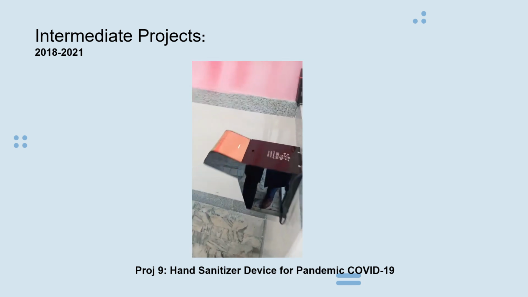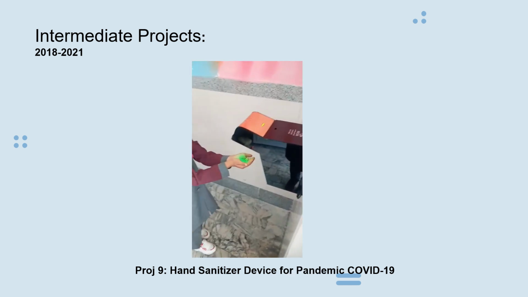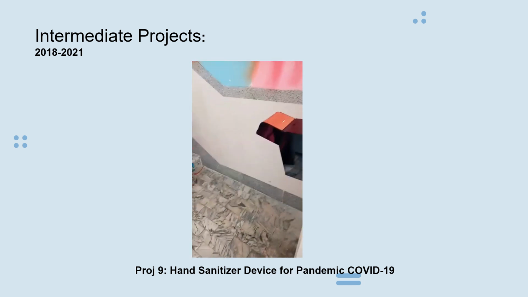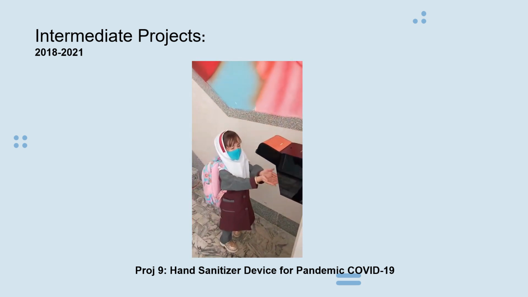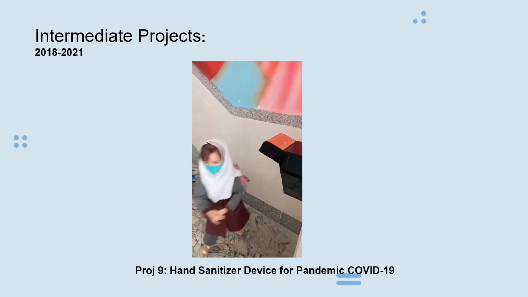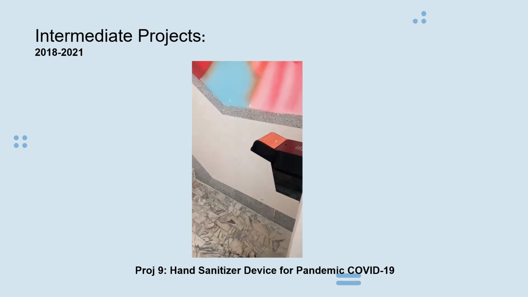Okay, this project is a hand sanitizer device for the COVID-19 pandemic. I designed and produced it. So when you put your hands on the device with the ultrasonic sensor, we will learn what it is and how it is working. The device detects the object, in this case our hands, and starts to spray the alcohol on the hands.